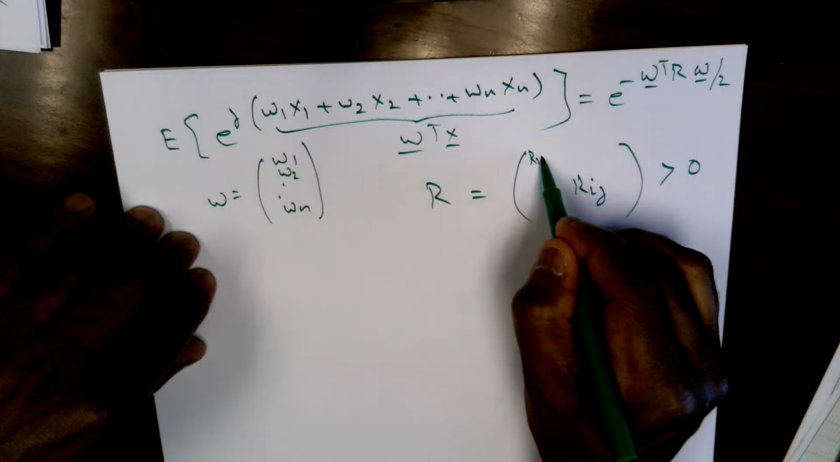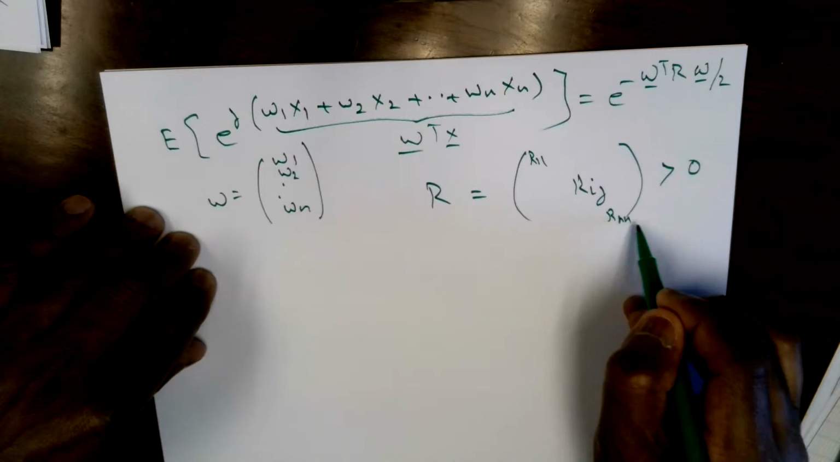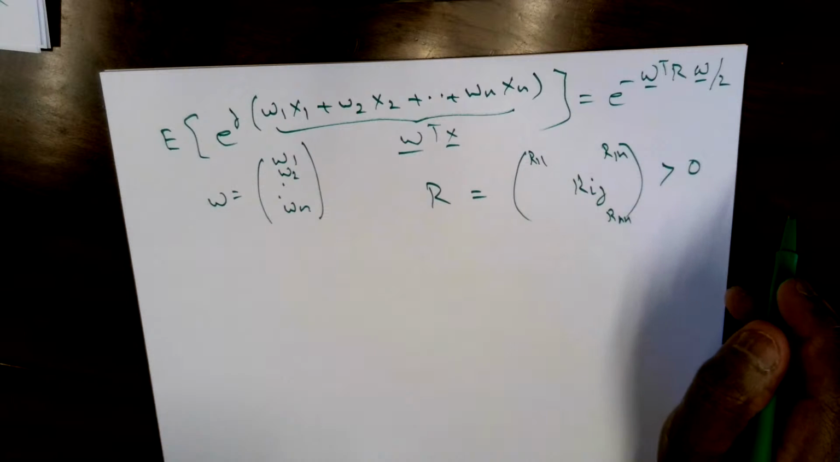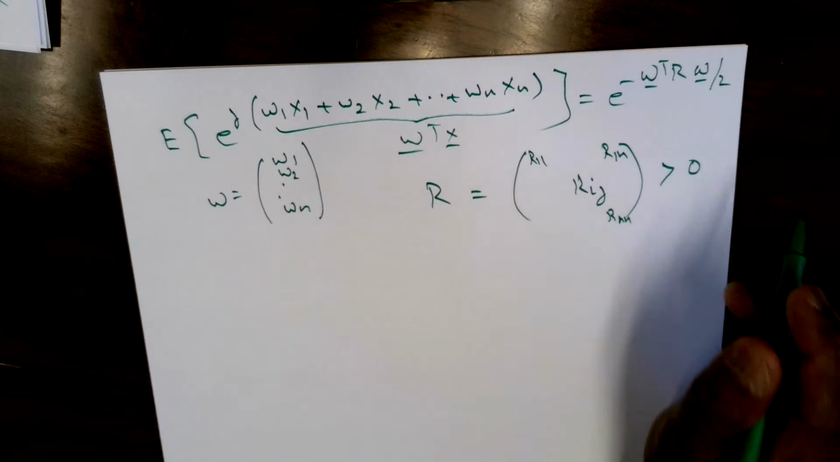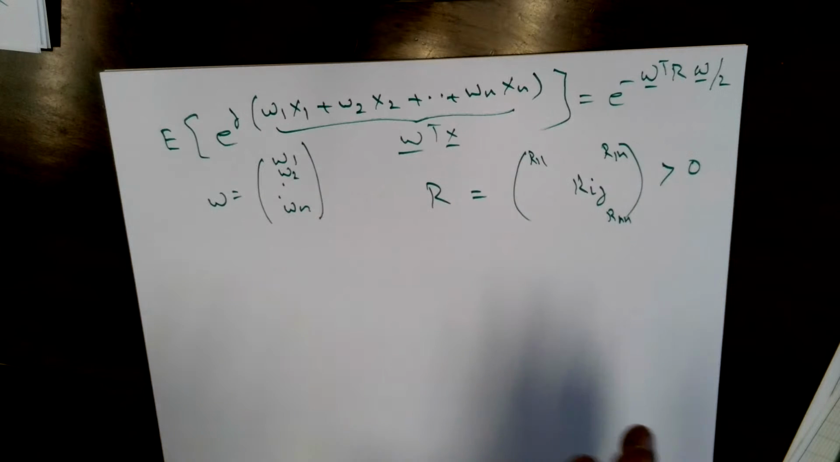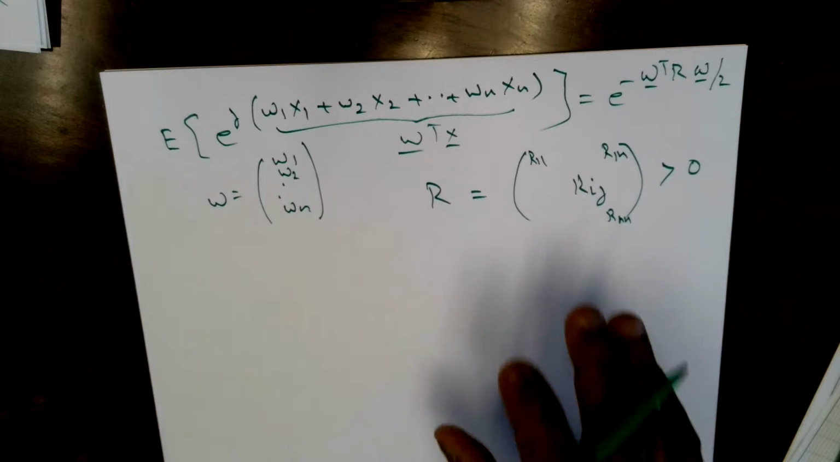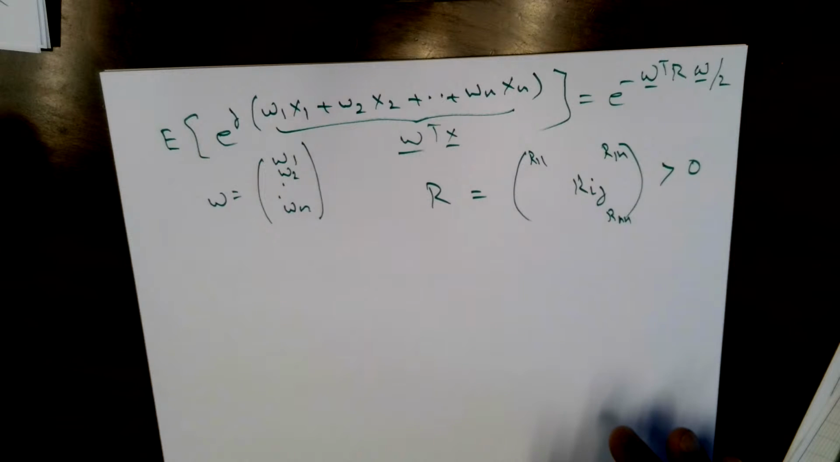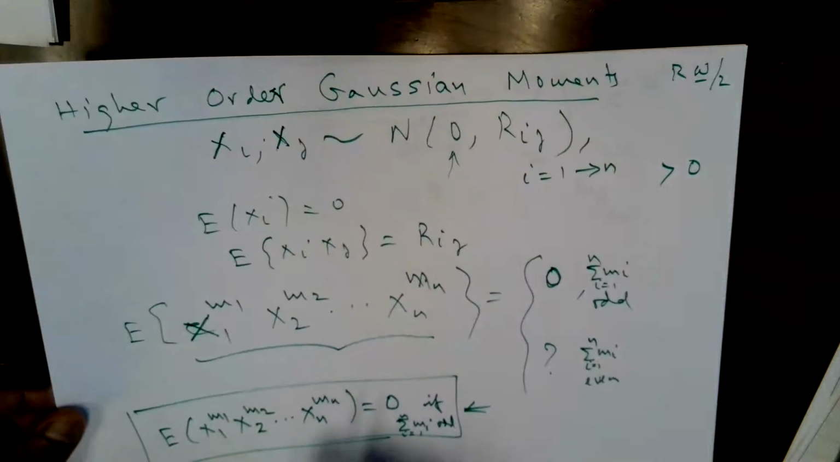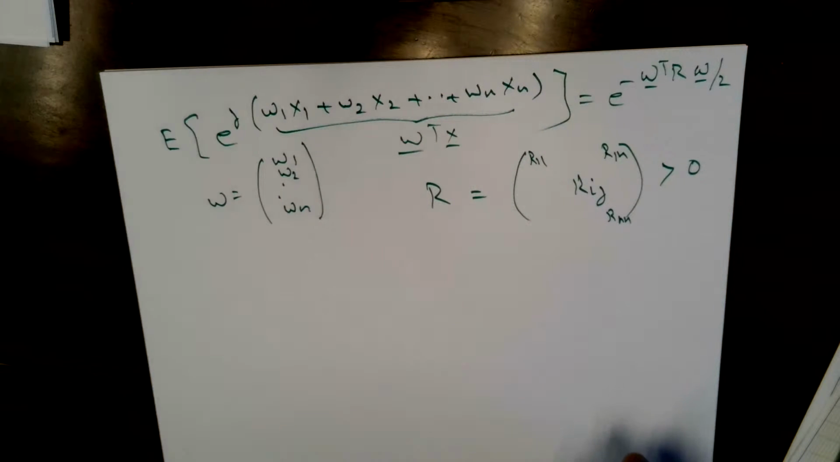So you start with R11, Rnn, R1n, etc. So this is a positive definite matrix. So I'm going to expand both the sides and show that there are only even terms on the exponent of the right side, and that's how we will get this result: if the powers add up to odd power, that is zero.